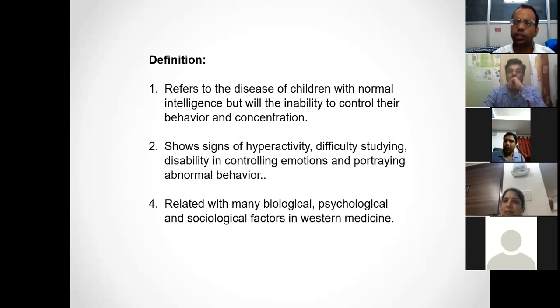So here you will see there is delayed milestones and poor concentration. If they are compared with normal children, they have a poor memory level, they react too much, and they try to attract the attention of their parents. In most cases it is called biological, psychological, social factors in Western medicine.